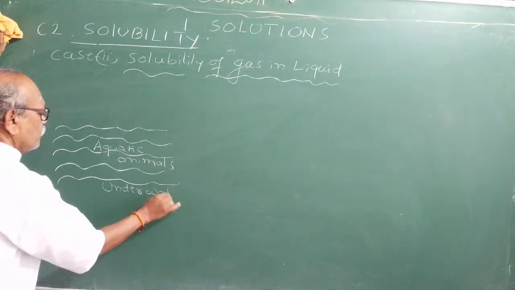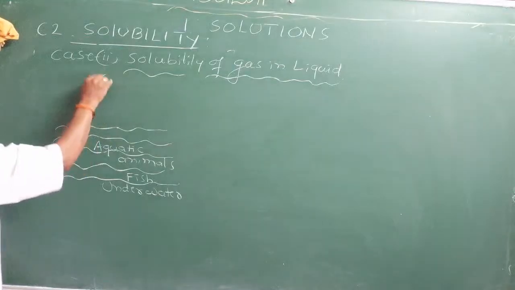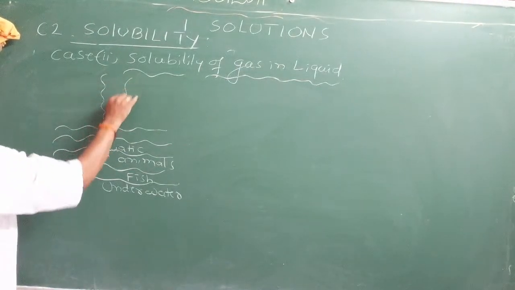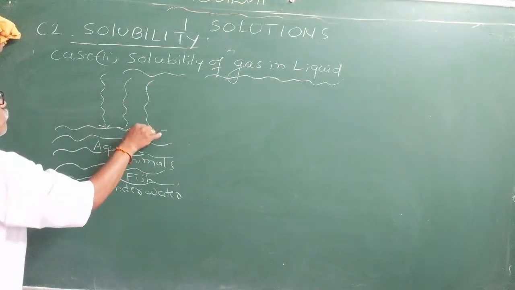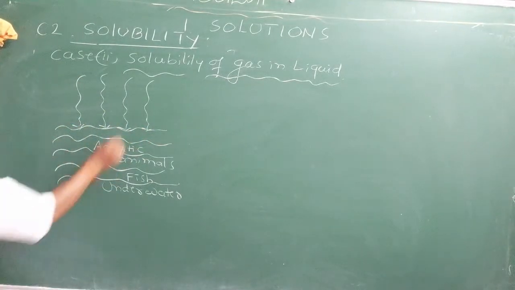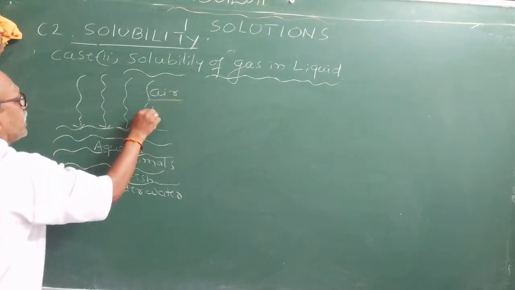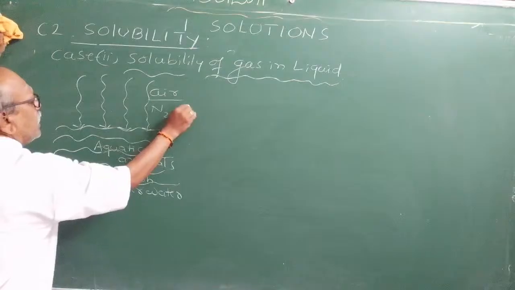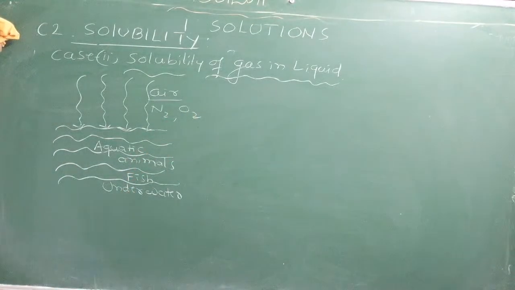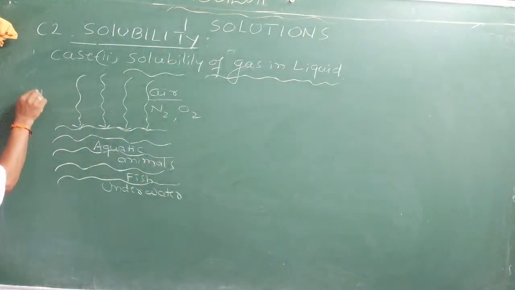Generally, over the fish or any aquatic animals, the atmosphere will be there. The atmosphere will have pressure on it, right? This is a gas, air is a gas. What does air consist of? Air consists of nitrogen and oxygen. Nitrogen, oxygen, and all other gases will be present.